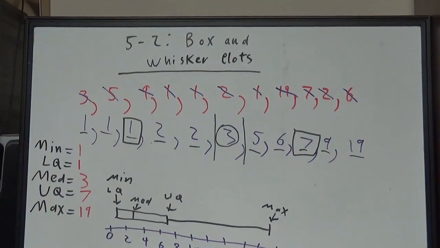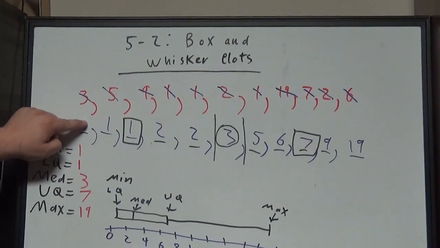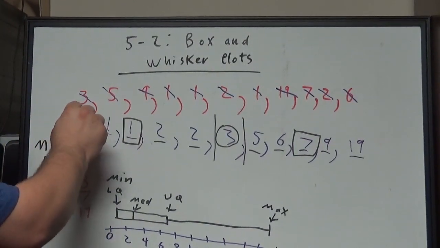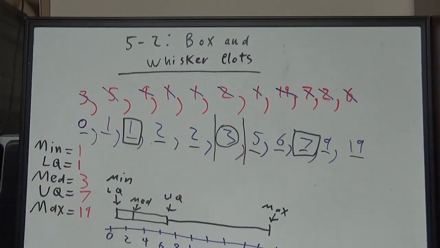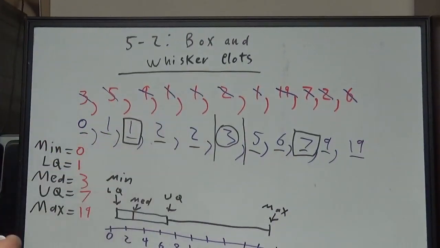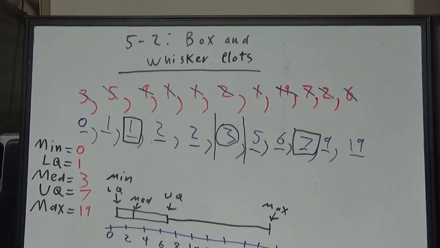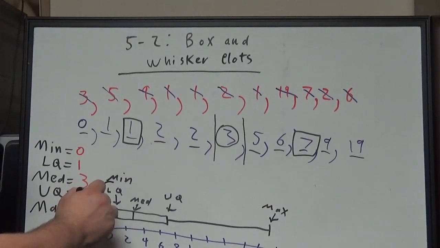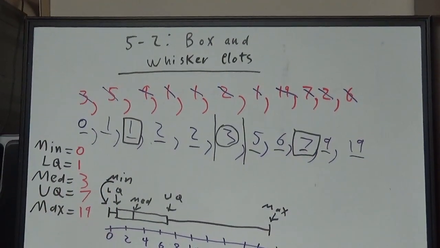Well, let's say we made a change to it. Let's say that this became a 0, and therefore this became a 0. I'll change it on the first one. Now, our minimum, of course, would be 0, so we would draw a whisker out to 0. I hope that makes sense.